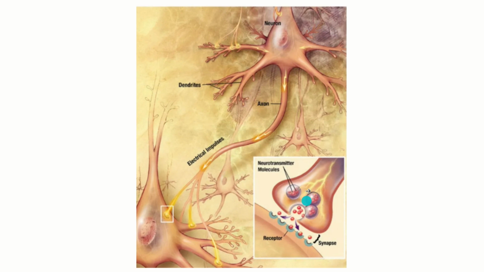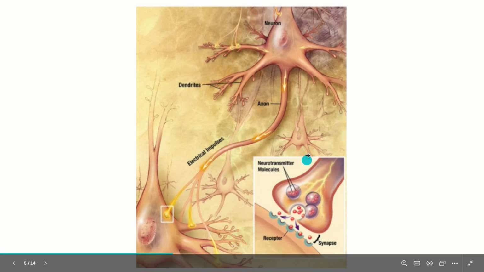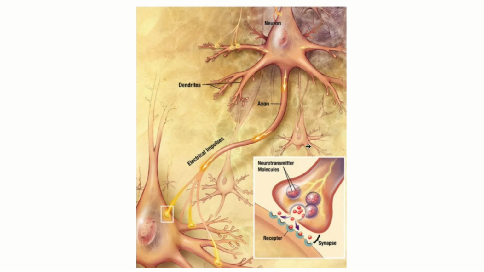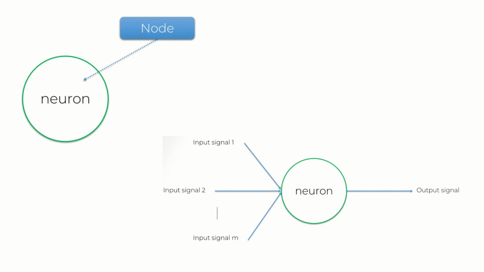Let's move on to how we are going to represent neurons and how to create neurons in a machine. So now we are gonna switch from neuroscience and move into technology. This is how we can represent it in more technical terms. Here we have a neuron, and sometimes it's also called a node. The neuron gets some input signals, and then it has an output signal.